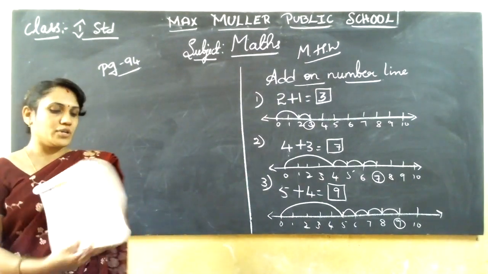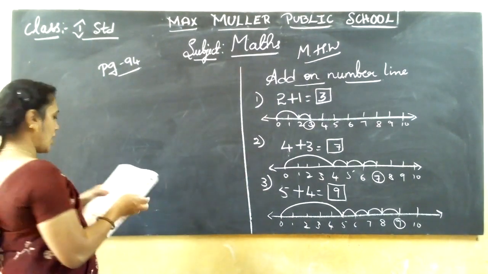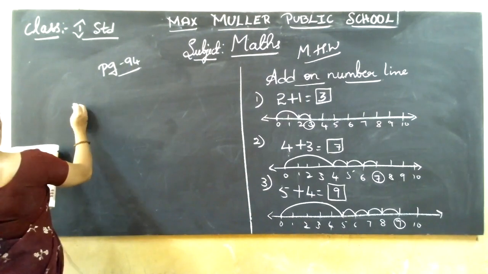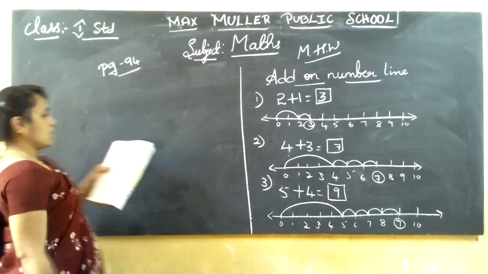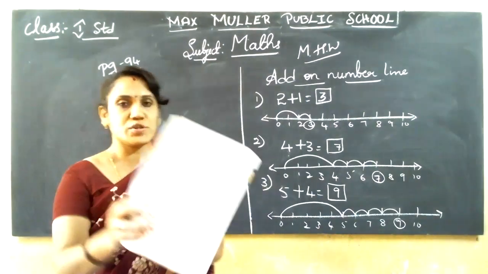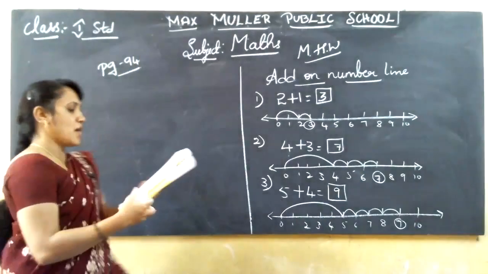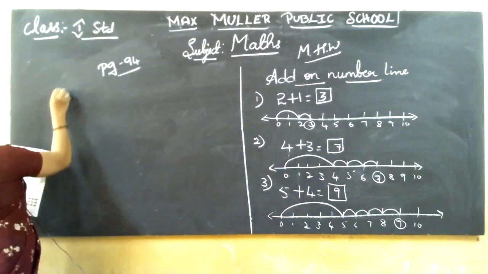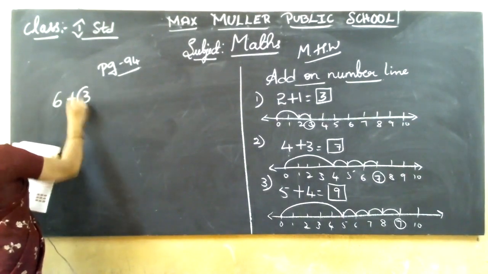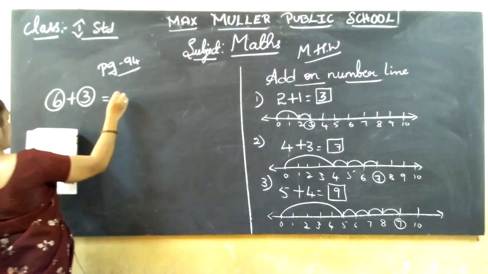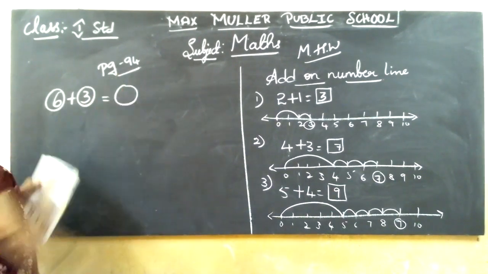Use forward counting to add. In page 94, addition sums are given in the box. In total, certain sums are there. The questions are all printed. Only the answers you should write in the circles.